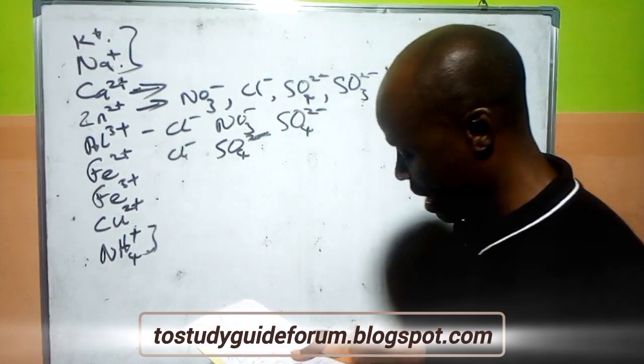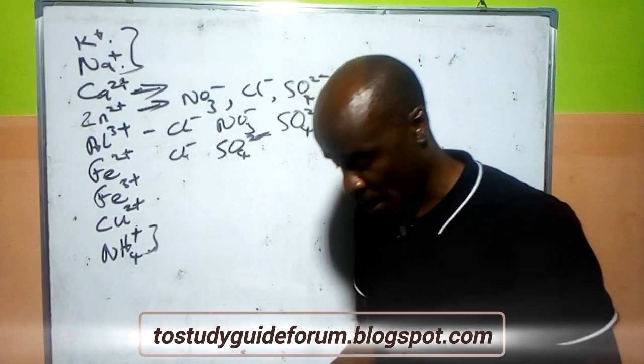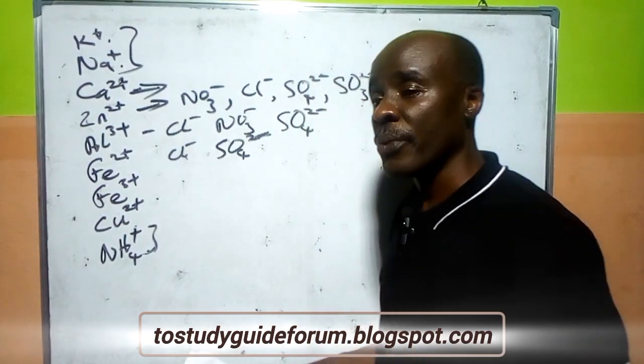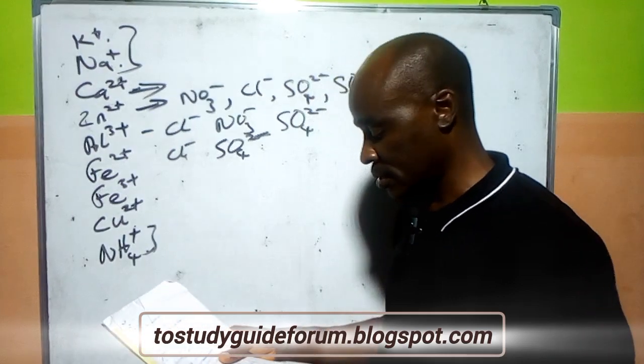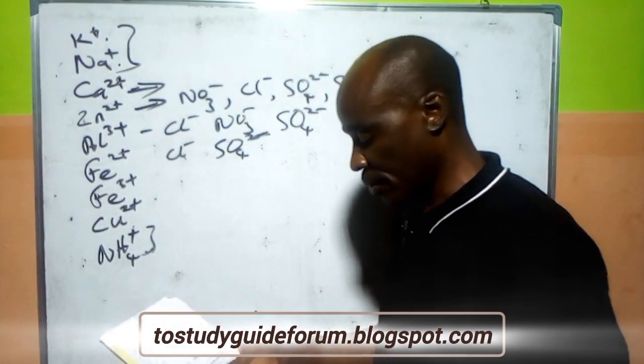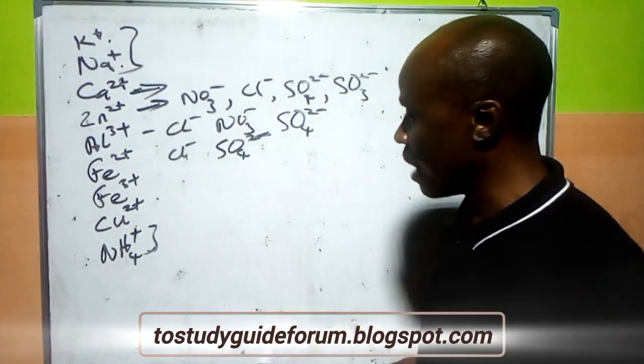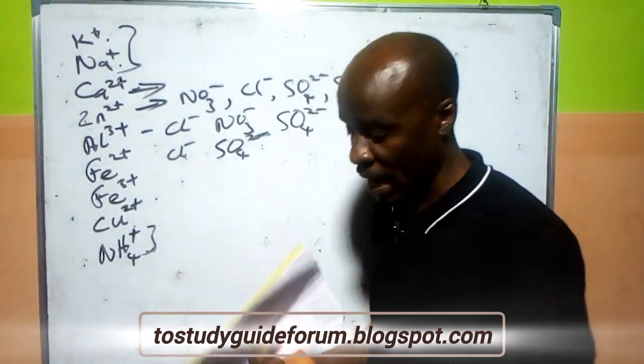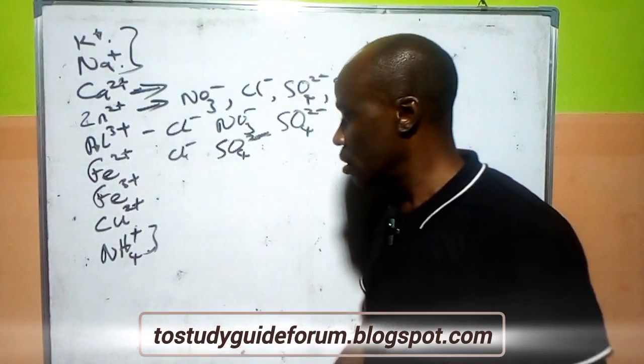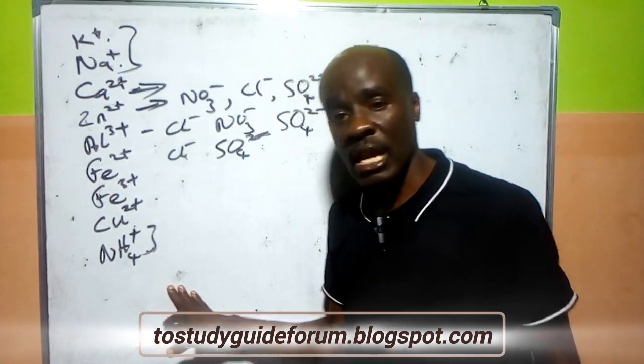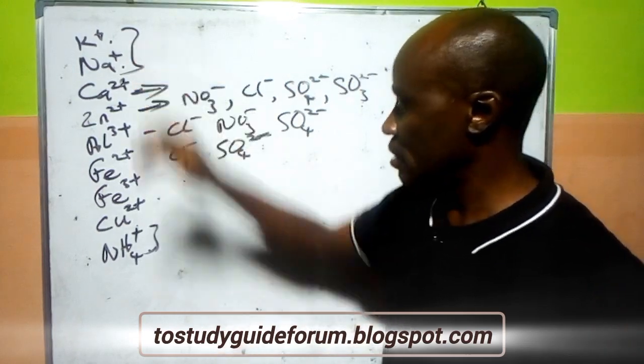Now for the copper, we have copper chloride soluble, copper tetraoxosulphate 6 soluble, and we have copper nitrate also soluble. Now for the zinc, which I've already stated before. Now for this one, everything about ammonium ion is what? Ammonium ion, ammonium compounds, they are all what? Soluble, like I've already stated before.